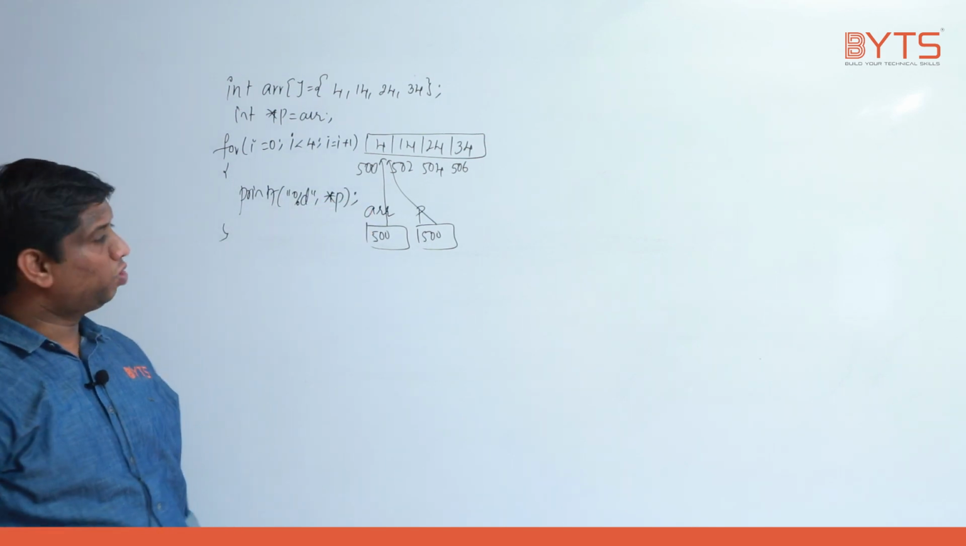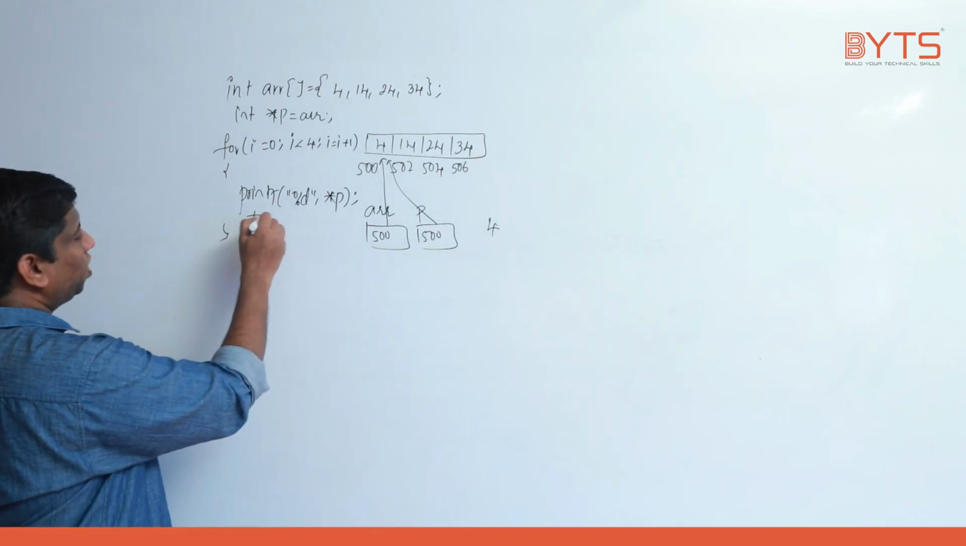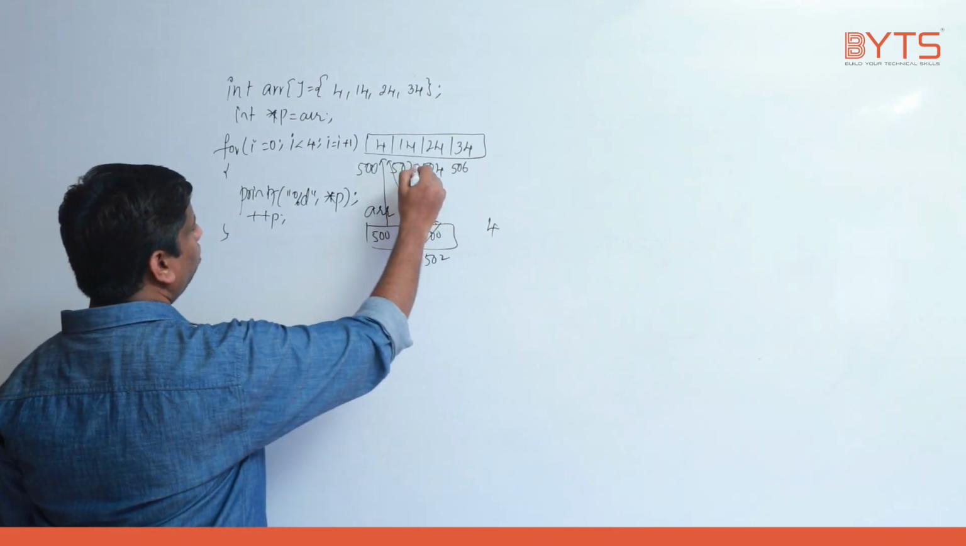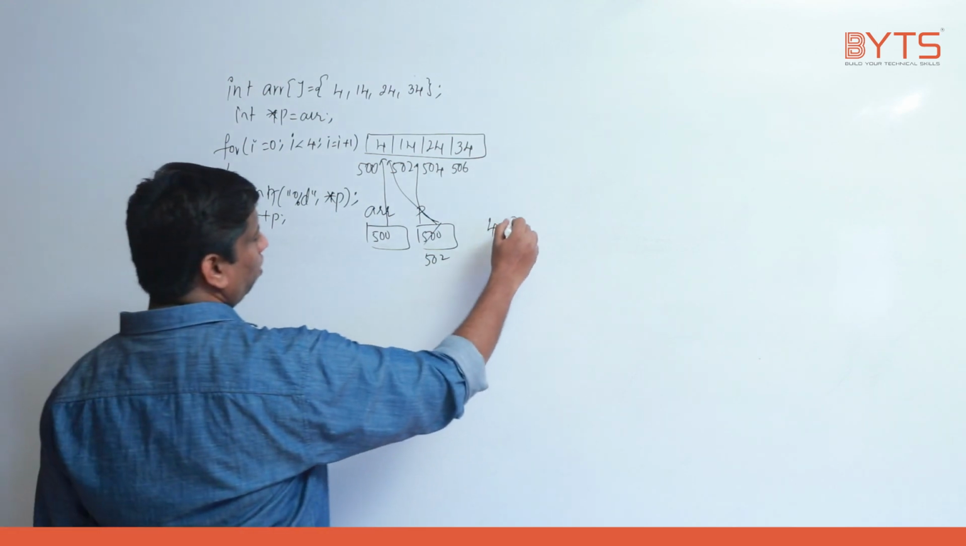Printf percentile d star p. So what is the answer you are going to get? 4. Next what I need to do? Plus p. Whenever I tell plus p, 502. I value 1, 1 less than 4 true, star p. What is star p? 14.